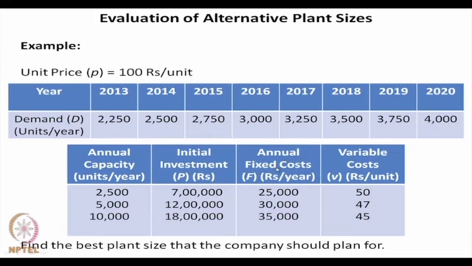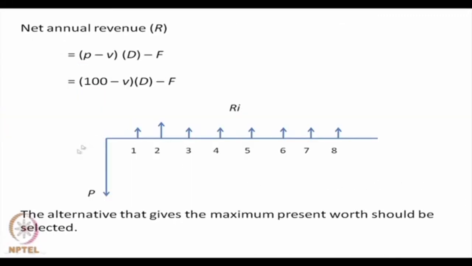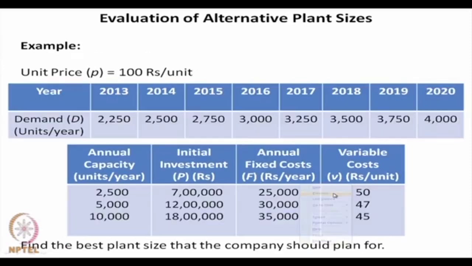If I consider the annual fixed cost as F and the unit variable cost as V and the price as P, then I can use the break-even analysis method to find the best plant size that the company should plan for, whether it should go for 2500 or 5000 or 10000 units per year. For that, you can imagine a cash flow diagram of this sort. Capital P is the initial investment.